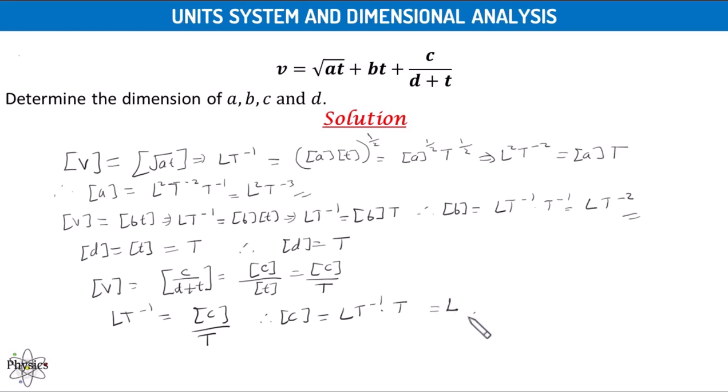So therefore the dimension of C is L, the dimension of D is time, the dimension of B is LT minus 2, and the dimension of A is L squared T to the power of minus 3. So this is how to get the dimensions of the constants A, B, C, and D in the equation V equals the square root of AT plus BT plus C over D plus T, because this is dimensionally correct. So this is the way we are going to find the dimensions of A, B, C, and D. That's all for this video. Thank you.